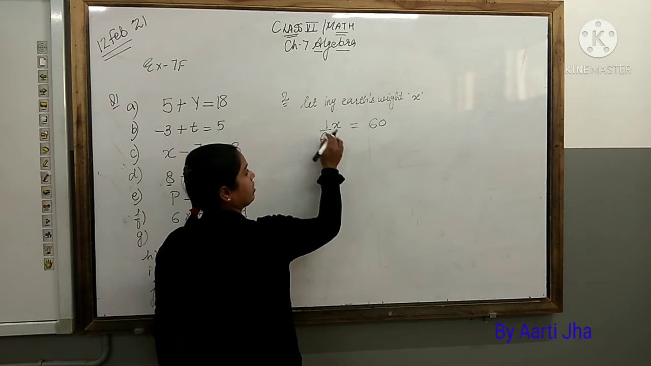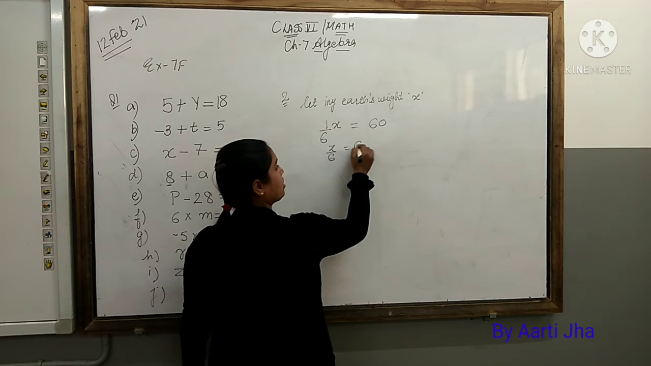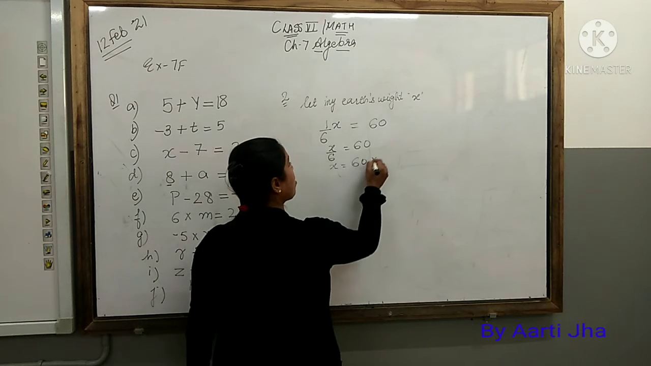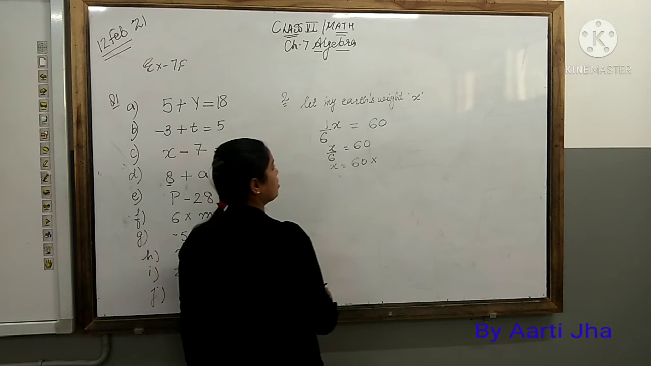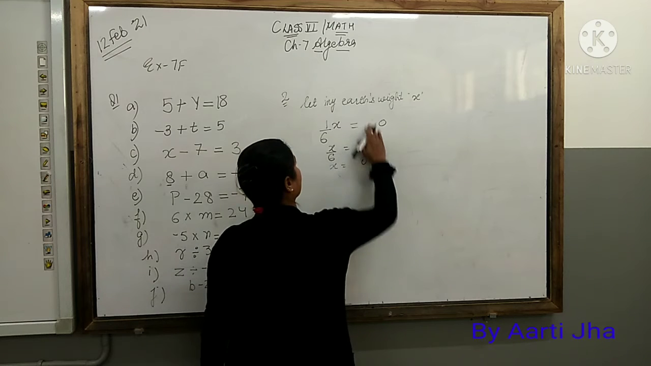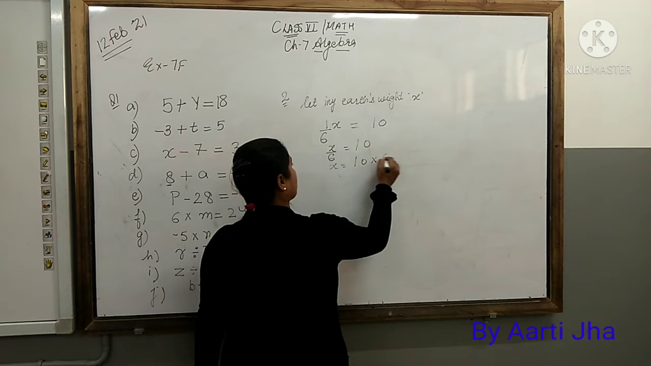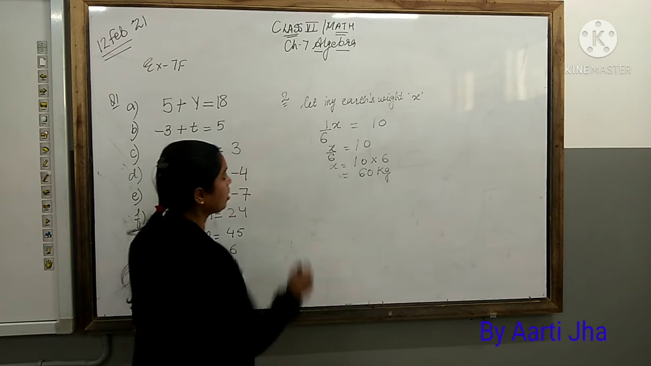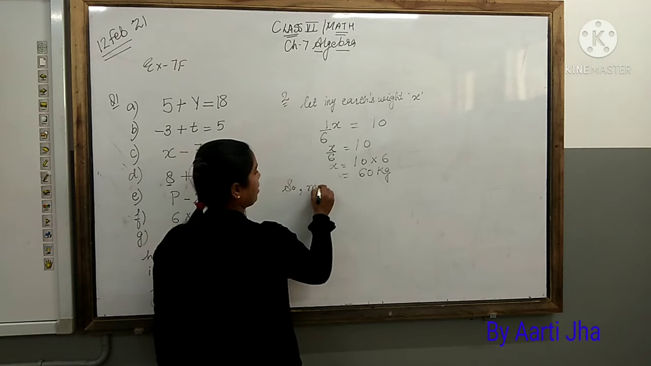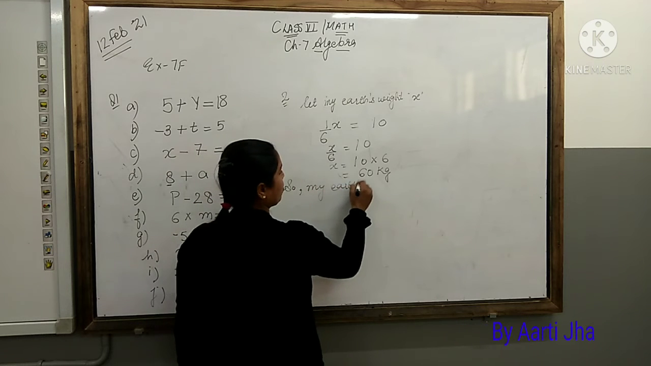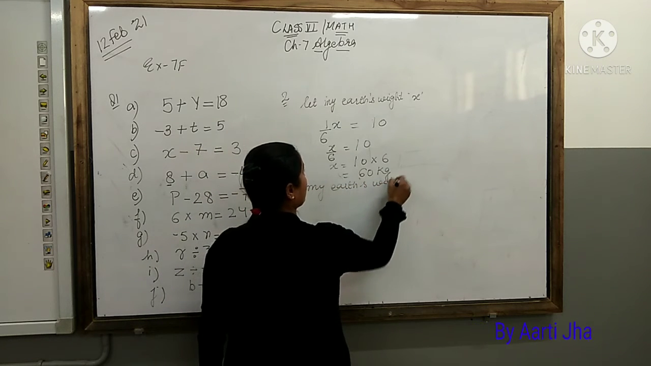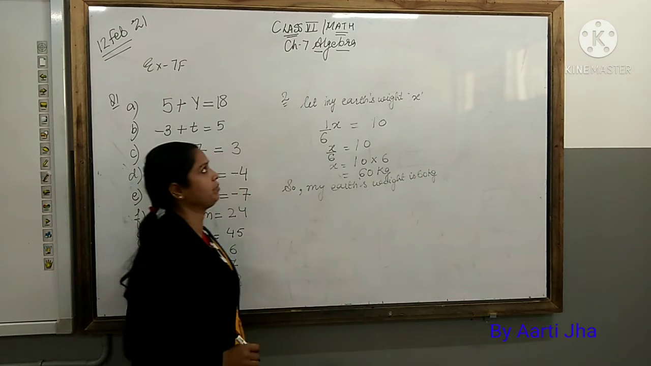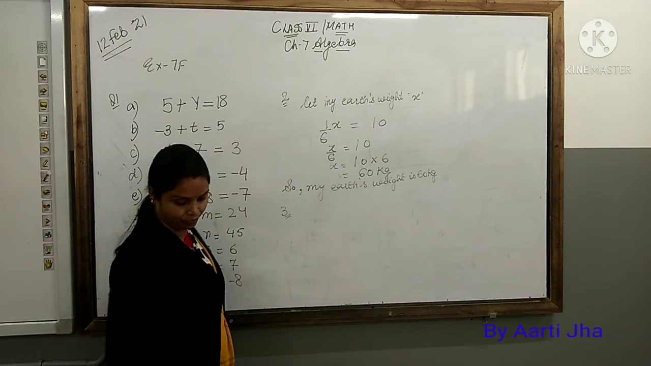So now again, x by 6 equals 60. Here I have to divide, so divide comes here, becomes what? Sorry, here you have 10, not 60, it's 10. Now 6 comes here, it is 60 kg. Answer. So you will write, my earth's weight is 60 kg. Answer.